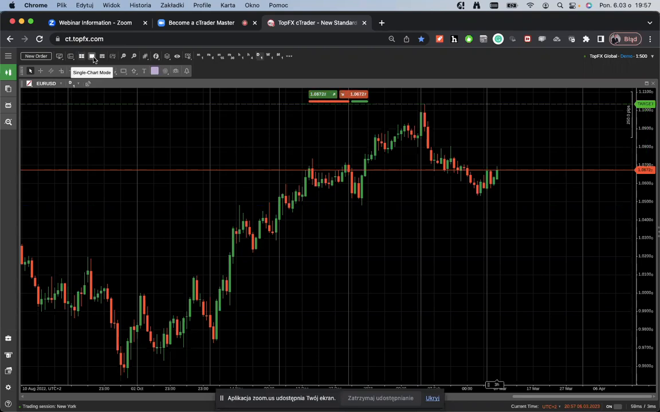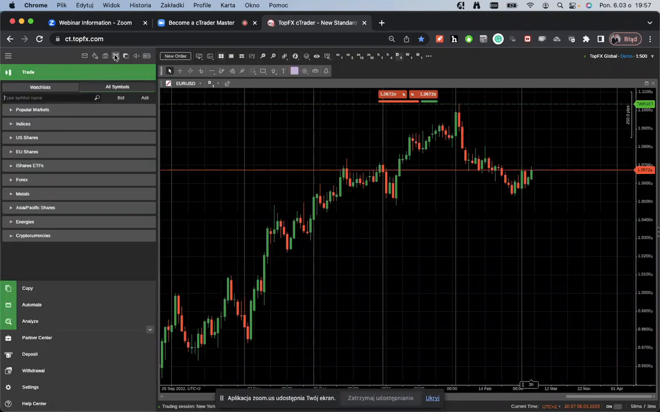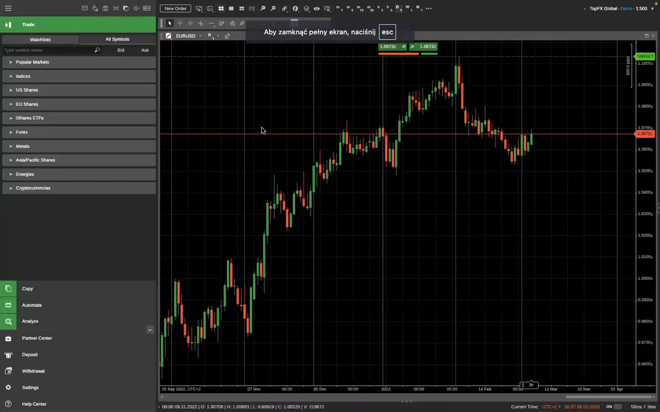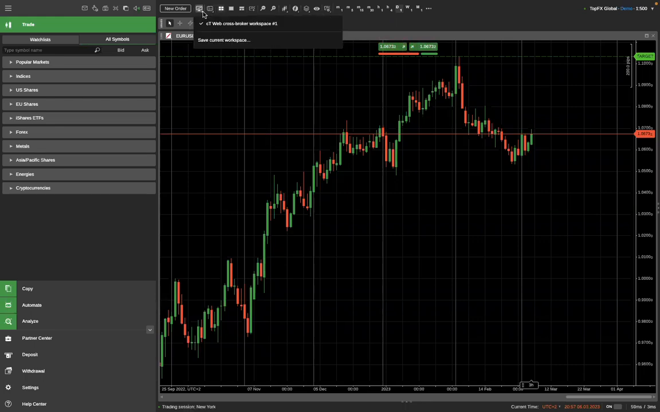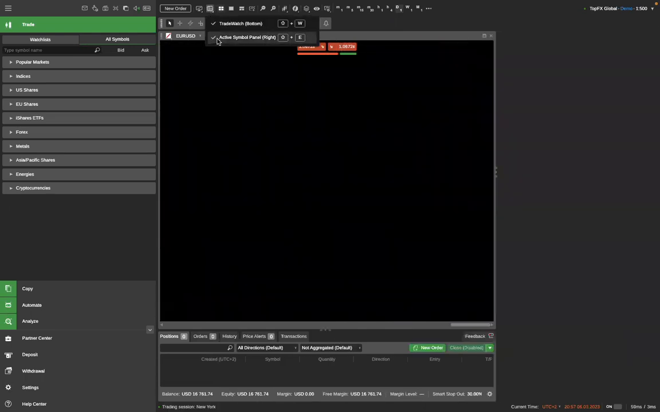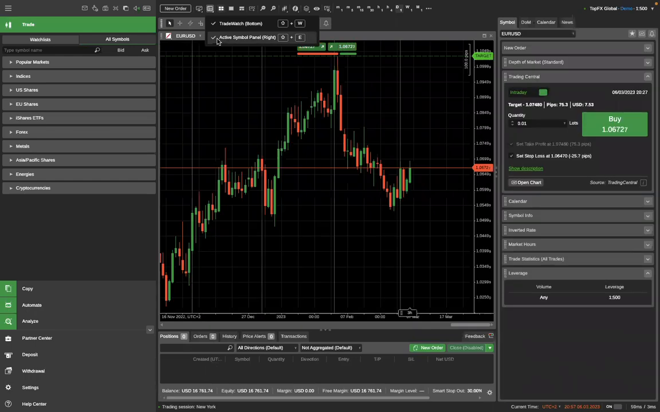I'm just trying to find out where is my button that allowed me to, there you go, to switch to the full screen, and I have finally found it. So of course, what you have to do here is to turn on all of these features that cTrader has, which is the trade watch. As you can see, the trade watch was started at the bottom of this window, and now of course we have the active symbol panel.